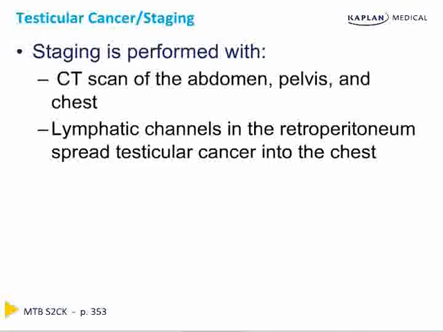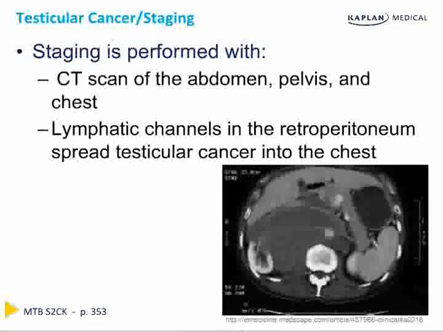And this is because lymphatic channels in the retroperitoneum are the first place that testicular cancer spreads. And those channels lead right up into the chest and mediastinum and can allow the testicular cancer to spread rather quickly. Here we have a CT scan in which you can see a large mass in the retroperitoneum that actually encases the abdominal aorta. This is a classic pattern of spread for testicular cancer.